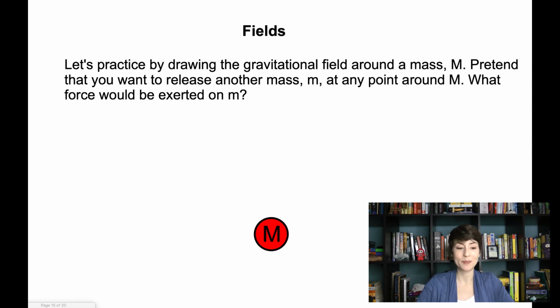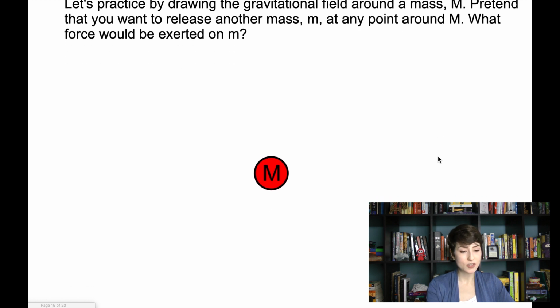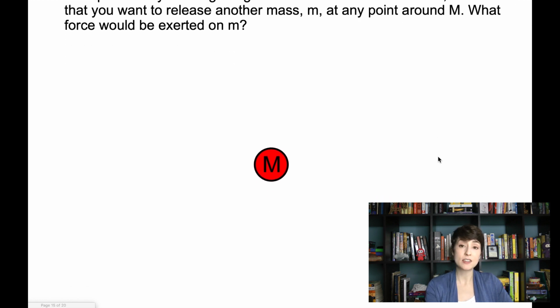We've talked about that before. Let's pretend that we want to release a tiny little mass somewhere around our central mass. What force would be exerted on that tiny little mass? Well, as you got closer to the central mass, it would experience a larger magnitude force, but the force would always be directed towards the center of the central mass.